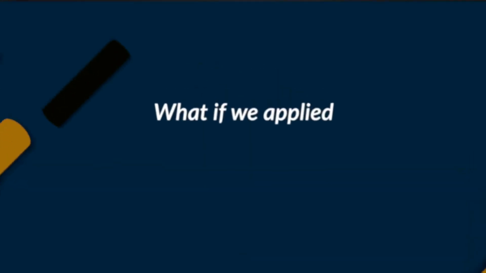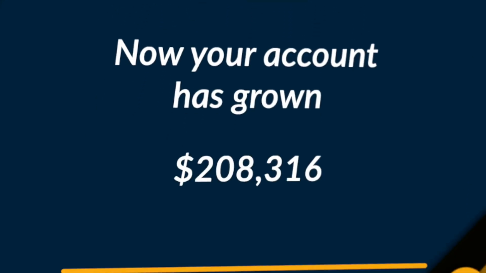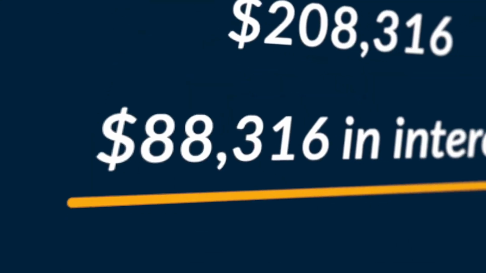Now, the next step in creating greater financial efficiency is to find a way to increase the interest rate without increasing risk. What if we applied a 5% interest rate with no taxation? Now your account has grown to $208,316, and you have earned an astonishing $88,316 of interest. Over $88,000 of interest by getting a little higher return and eliminating the tax. Eliminating the tax burden created more money without increasing your financial risk than by you looking for a way to earn a higher rate of return, which generally involves greater risk.